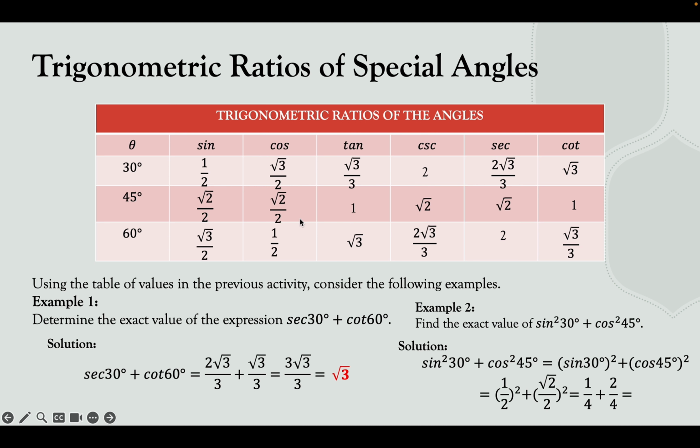So we have 1/2 squared plus square root of 2 over 2 squared. So 1/2 squared is 1/4. And then square root of 2 squared, that is square root of 4, and then simplify 2. And then 2 squared is 4. So 1/4 plus 2/4. So you have 3/4.